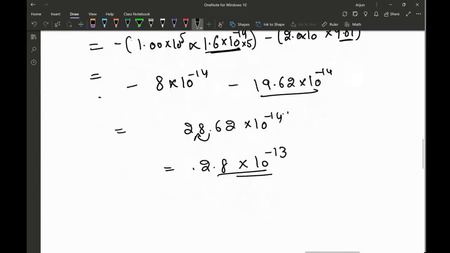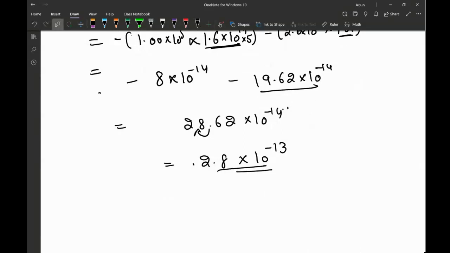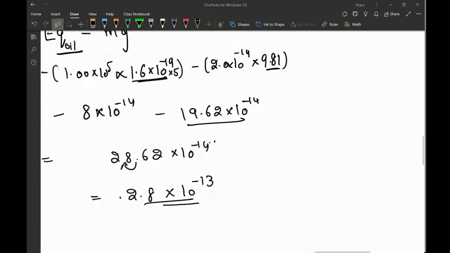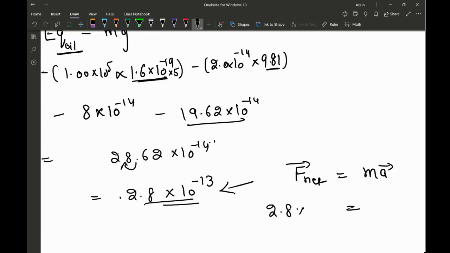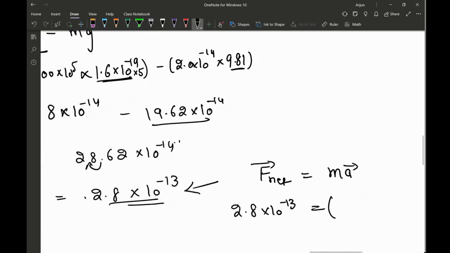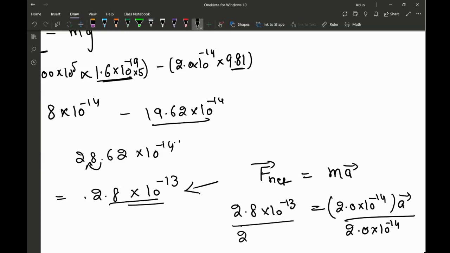Then in part B of this question, it's asking how much the acceleration will be. The net force is what we figured out from here, which is equal to ma, mass times acceleration. So 2.8 times 10 raised to the power negative 13 equals the mass value, which we know is 2.0 times 10 raised to the power negative 14, times acceleration, and you will be able to find the acceleration from here easily.